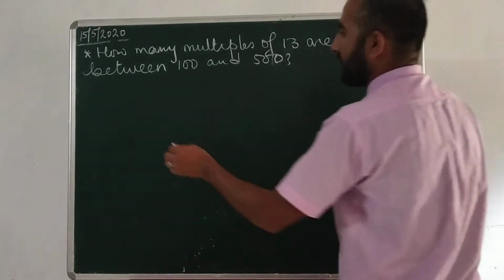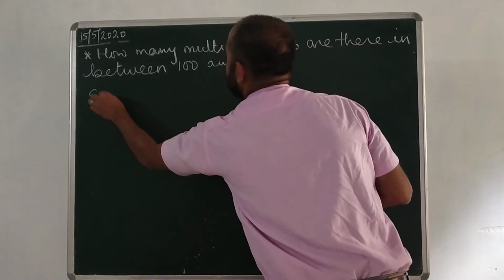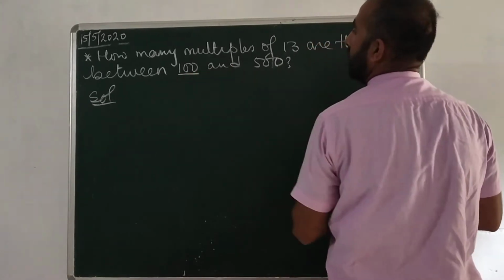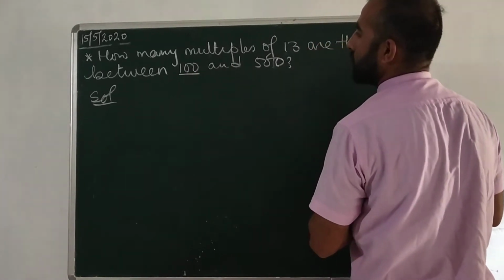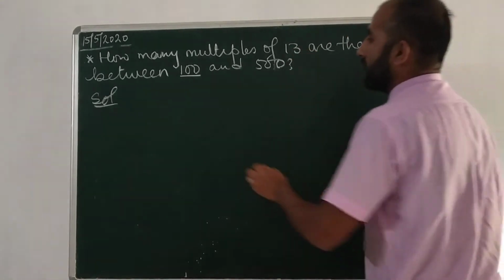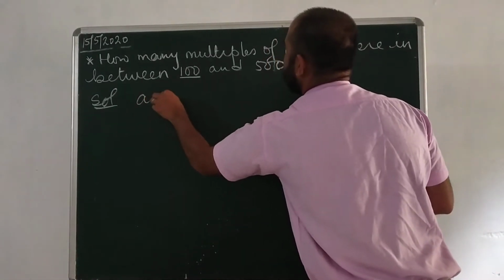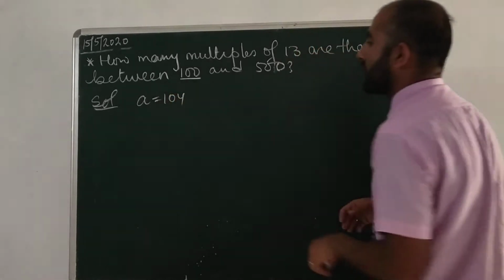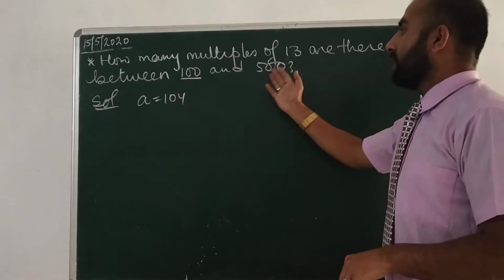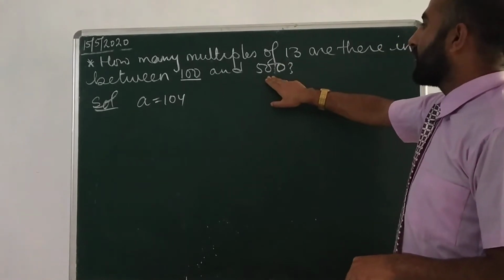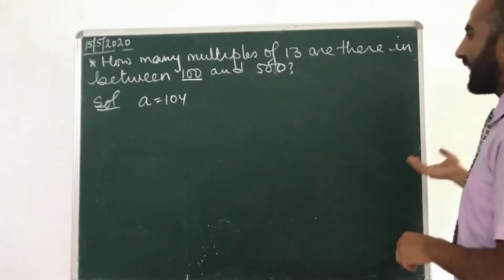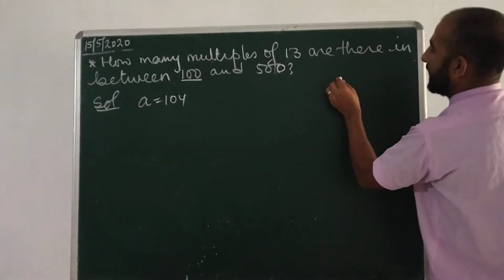Okay, let's get started. We know 100 is given to us. The first number after 100 which is a multiple of 13 is, as you know, 104. So the first term is 104. And what is the last number less than 500 which is a multiple of 13? It is quite hard to say, so for that, let's find out.